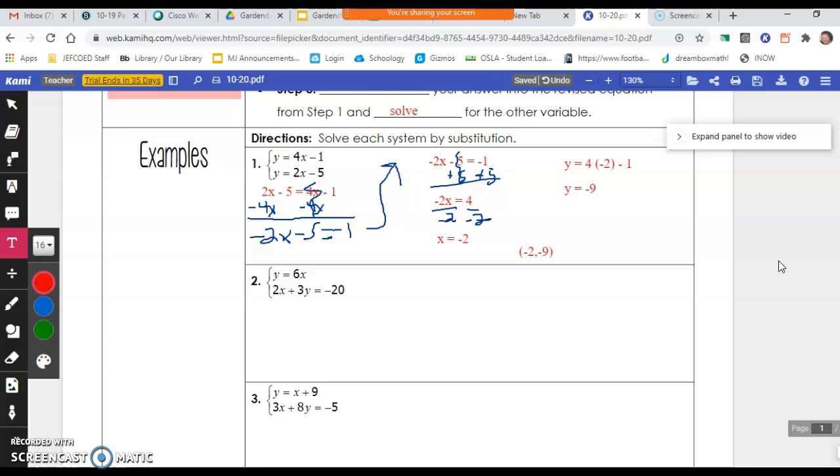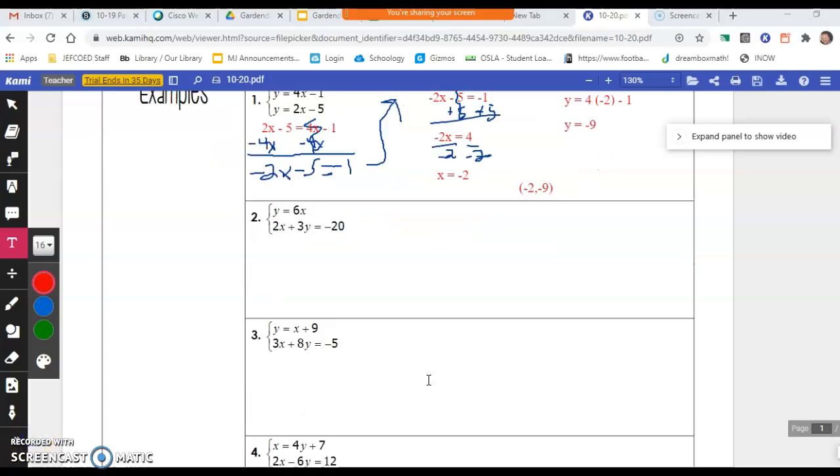1. Think back to yesterday. You would call that how many solutions? How many answers did we get? 1. 1 for x and 1 for y, right? So that's one solution. If you were to graph these equations, what type of lines would you give? They would be intersecting. That point where they intersect, obviously it would be where? At negative 2, negative 9. Okay?